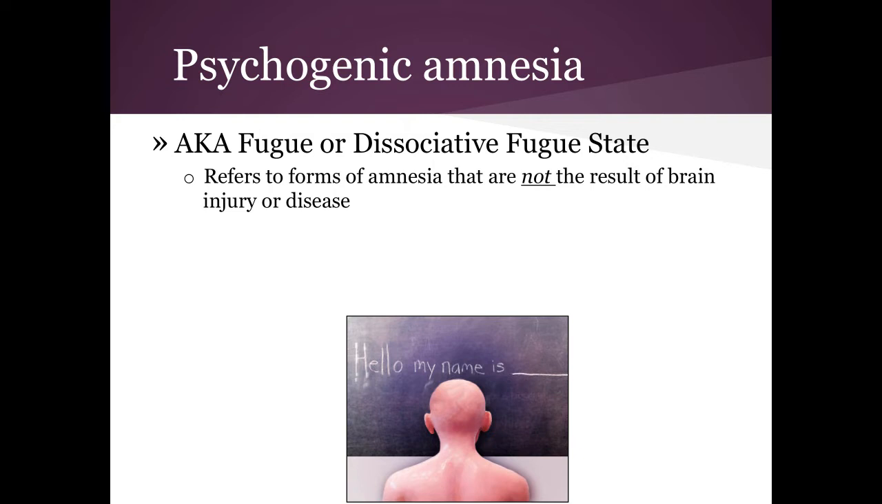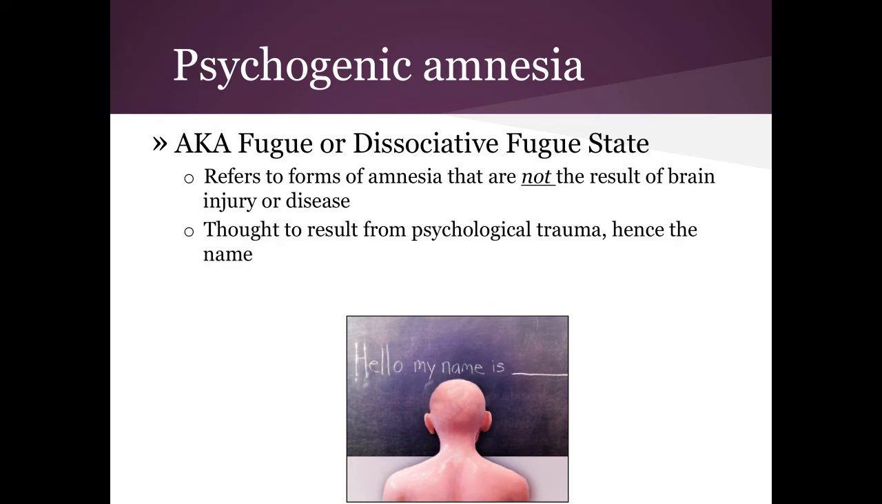So we've talked about retrograde and anterograde amnesia in this class before. Those we see a biological cause. With psychogenic amnesia, there is no biological cause that we can identify at this time. It's thought to result from some psychological trauma, which is why we call it psychogenic amnesia.